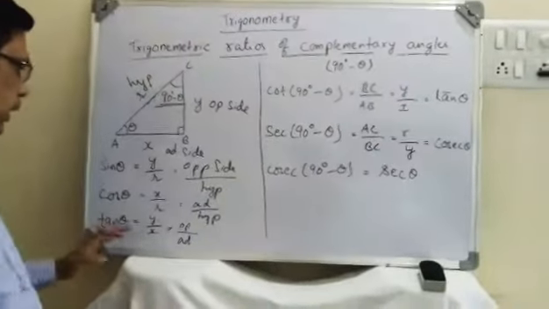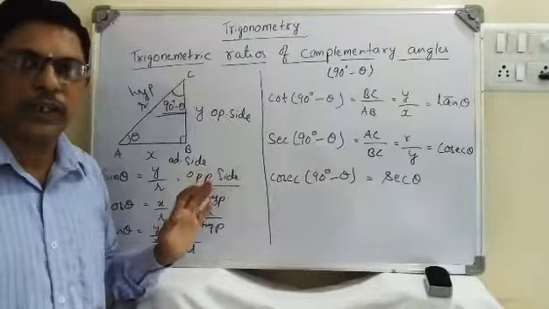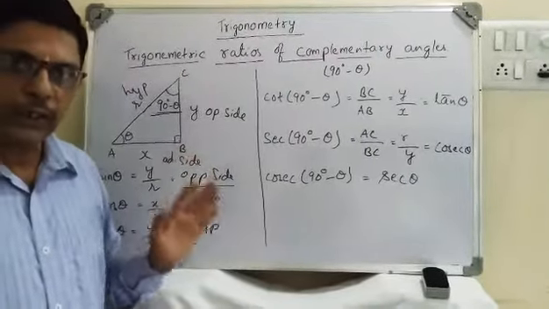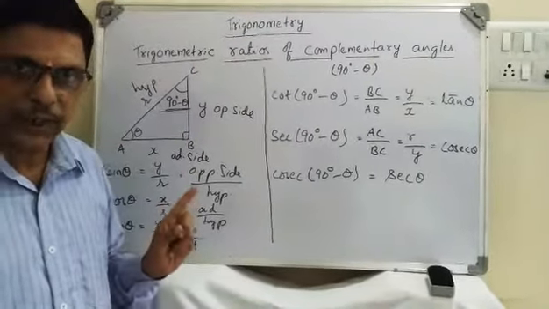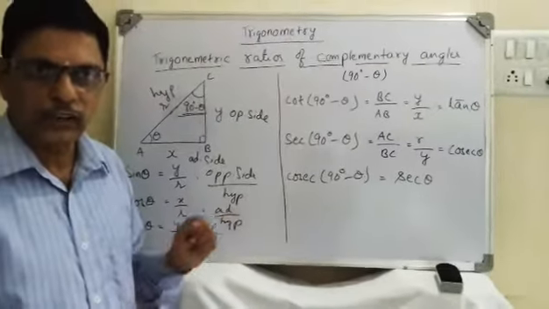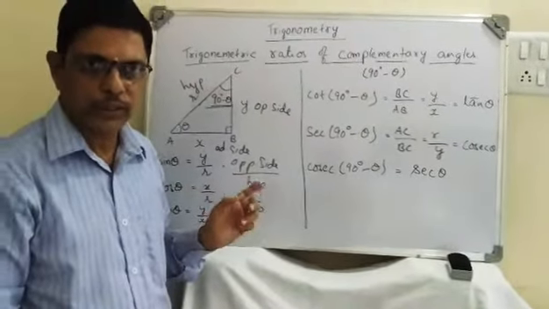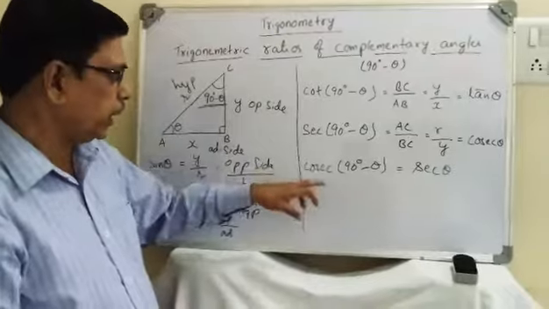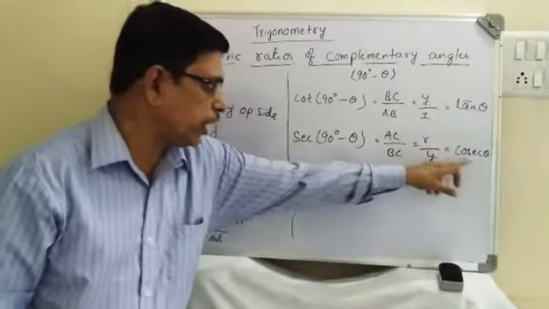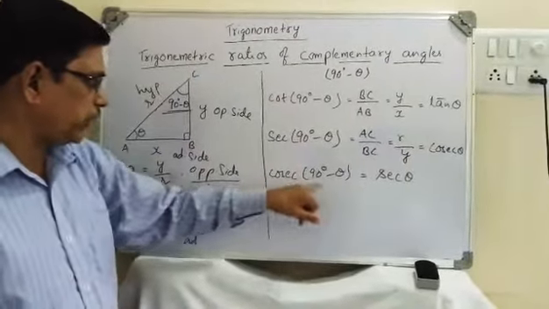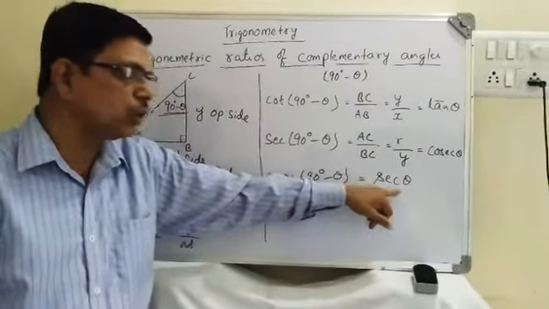So what we learned till now is sin 90 minus theta is cos theta, cos 90 minus theta is sin theta, tan 90 minus theta is cot theta, cot 90 minus theta is tan theta. Similarly, secant 90 minus theta is equal to cosec theta and cosec 90 minus theta is equal to secant theta.